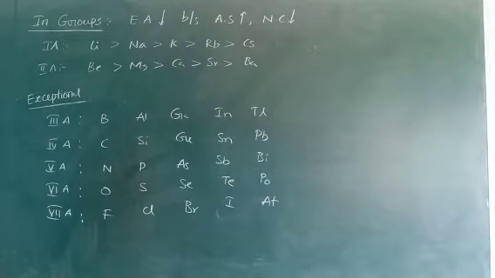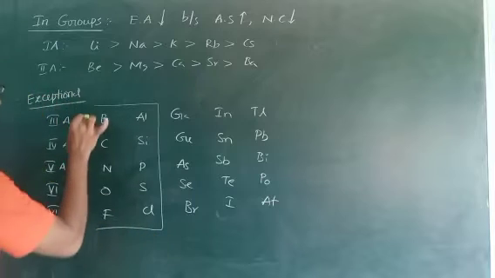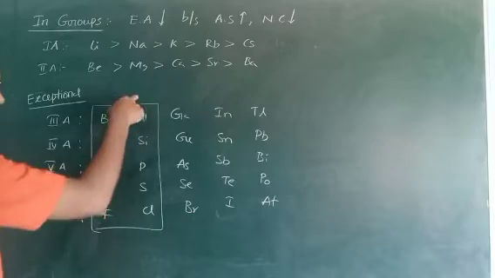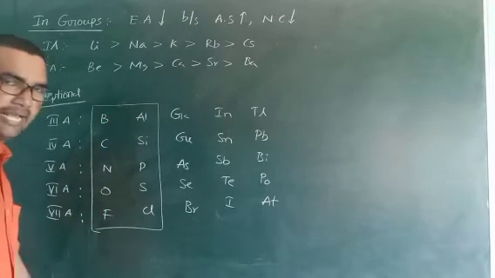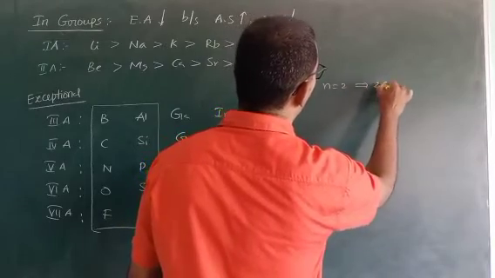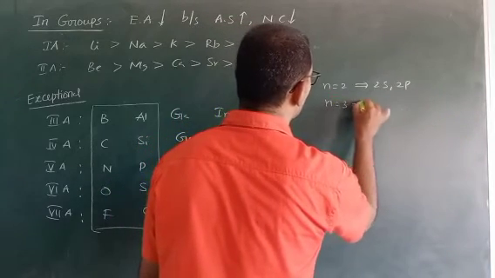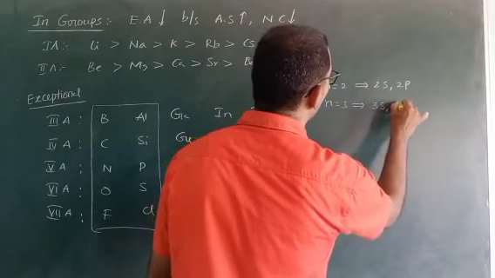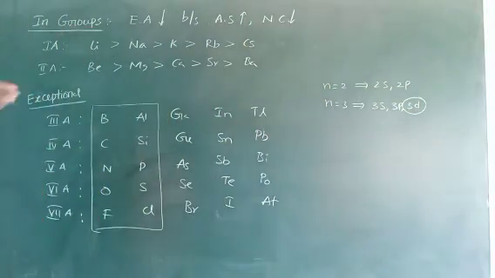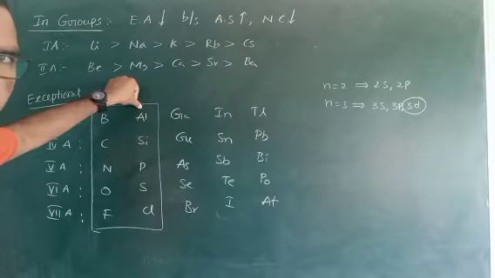Okay? In those, this case is important. Why? These are second period elements and these are third period elements. Second period means n equals 2, only 2s 2p is available. But n equals 3 means 3s 3p 3d also available. So boron 2s2 2p1, aluminum 3s2 3p1.